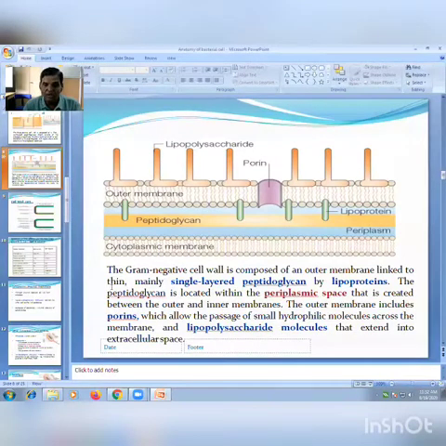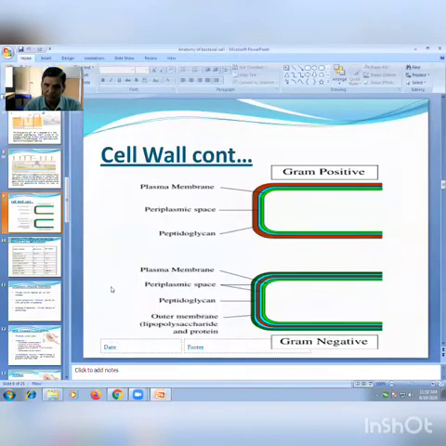The O side chain acts as a receptor site for the attachment of gram-negative bacteriophages. What do we mean by bacteriophage? Bacteriophage means the virus which infects bacteria. So for attachment of such bacteriophages of gram-negative bacteria, the O side chain acts as a receptor site.